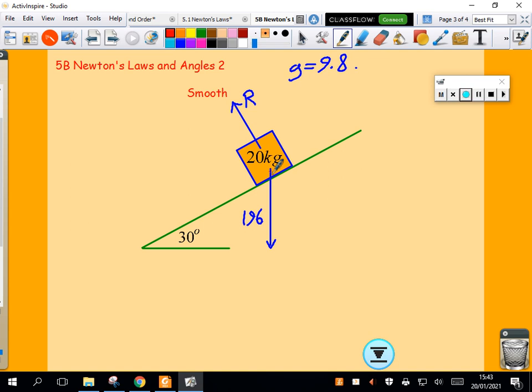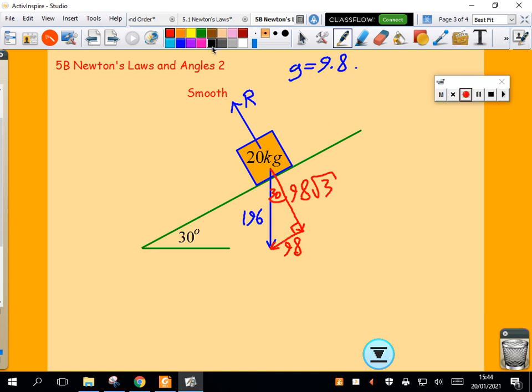We go and resolve this to be perpendicular and parallel to the plane. If this is 30, well then this is 30. It's a 30, 60, 90. The side opposite 30 is always half the hypotenuse. That means that's 98 newtons. And the side opposite 60 is always root 3 times the side opposite 30. Special triangle. If you're unsure about that, just the side opposite is always the hypotenuse times sine. Side adjacent is always the hypotenuse times cosine.